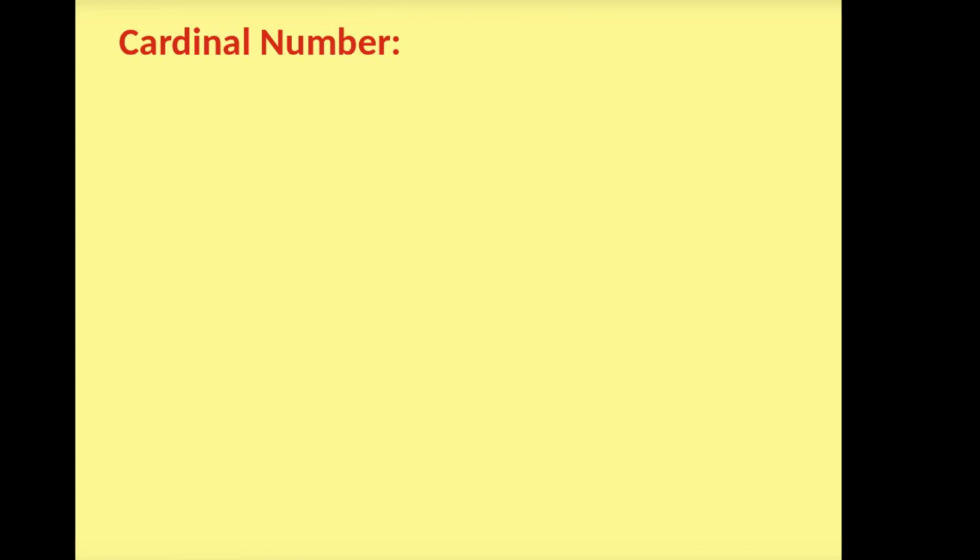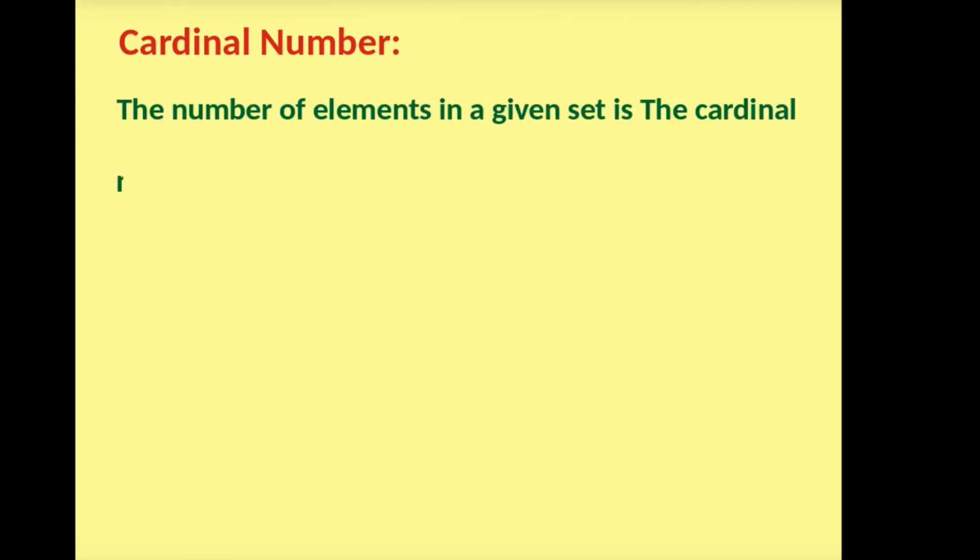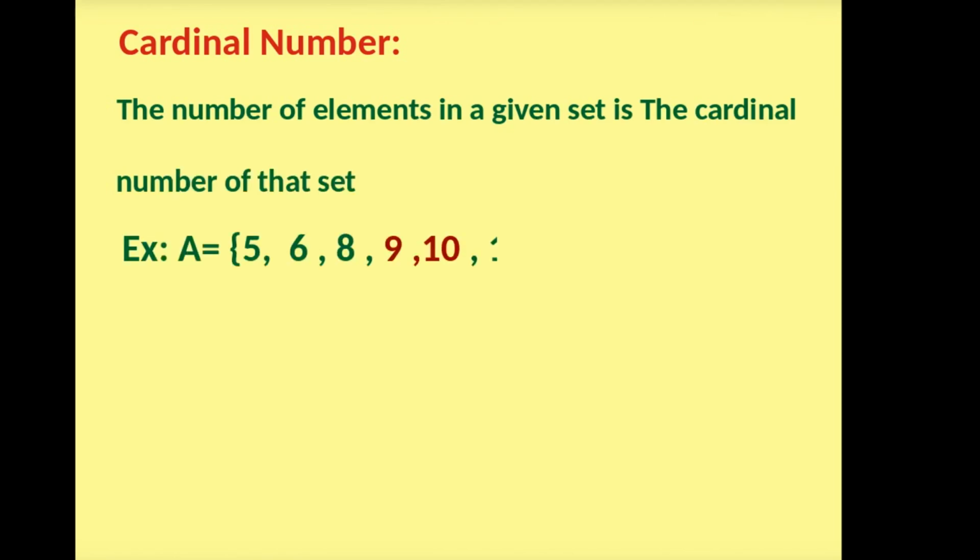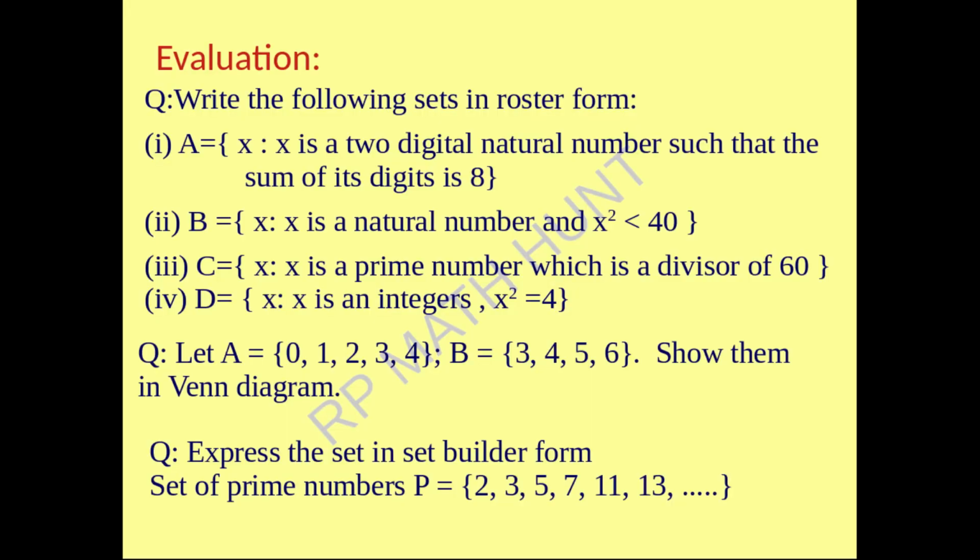Cardinal number, the number of the elements in a given set is the cardinal number of the set. Example, A = {5, 6, 8, 9, 10, 12}. That is, we represent it as n(A) = 6. My dear children, observe carefully on the screen. Note down all the problems in your notebook and complete it. If you feel tough, you ask your class teacher.